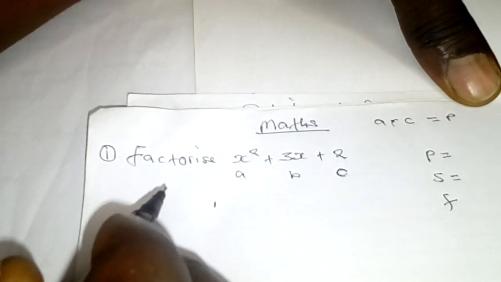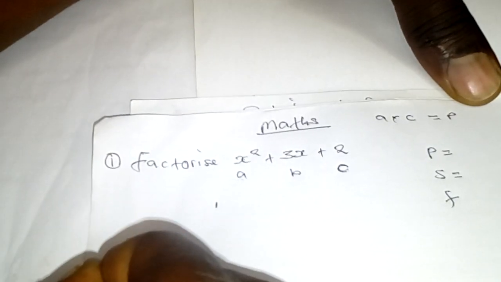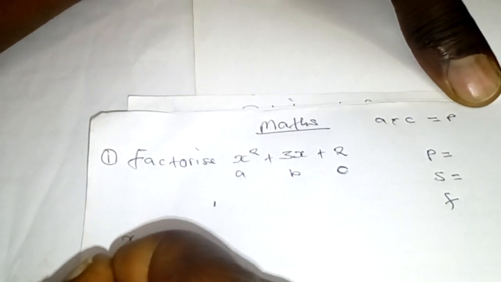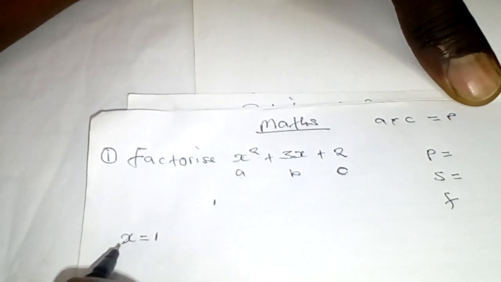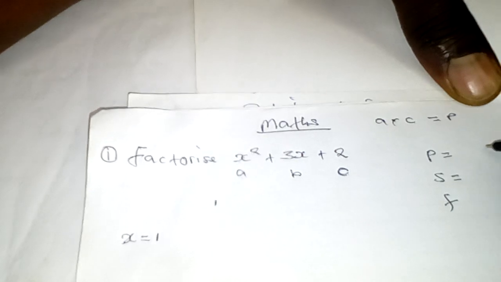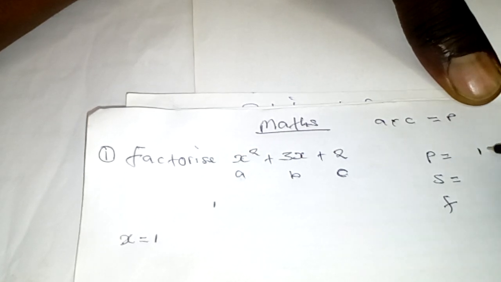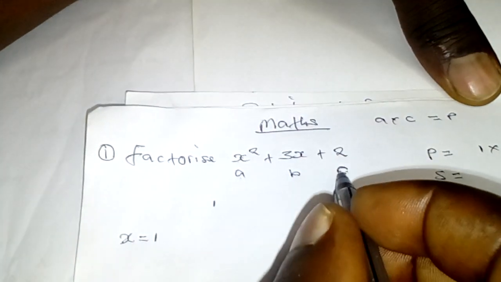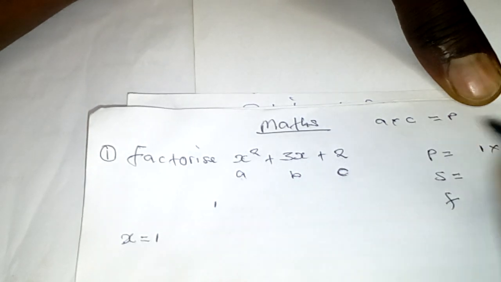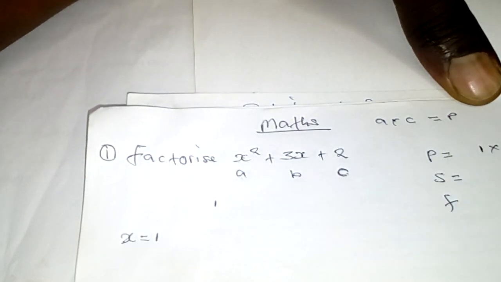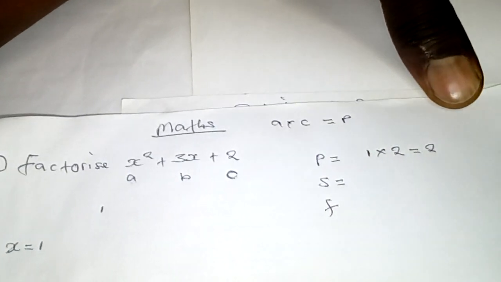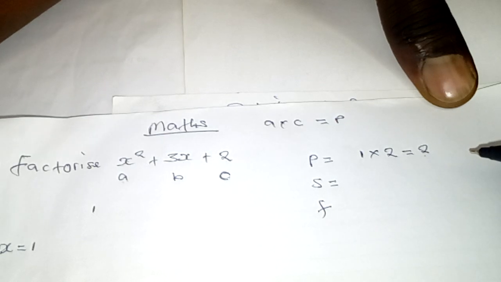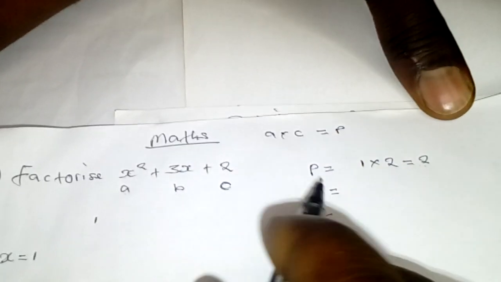If we have x as a variable, this x alone represents a 1. That is in algebra. So I'm saying a is simply 1. So 1 times, what is our c? Our c is a 2. This is our constant. So I'm multiplying 1 times 2, and if you multiply 1 times 2, we are going to get a 2. And this is our product.